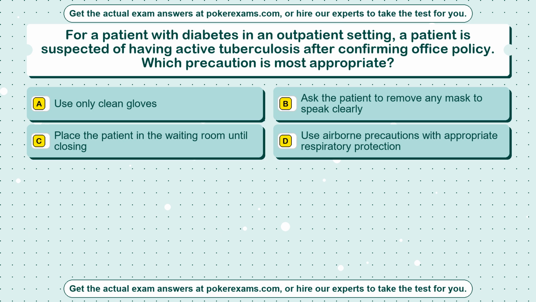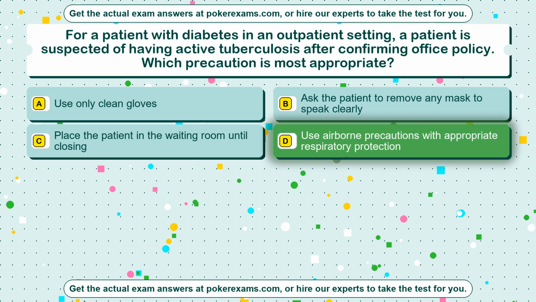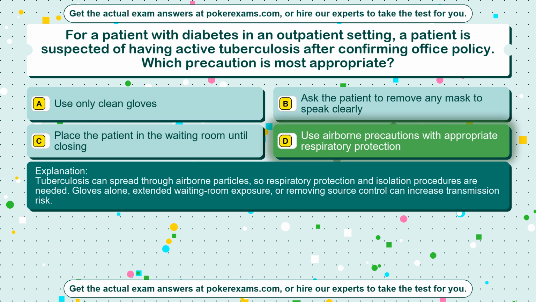Option C, place the patient in the waiting room until closing. Option D, use airborne precautions with appropriate respiratory protection. The correct answer is option D, use airborne precautions with appropriate respiratory protection. Tuberculosis can spread through airborne particles, so respiratory protection and isolation procedures are needed. Gloves alone, extended waiting room exposure, or removing source control can increase transmission risk.